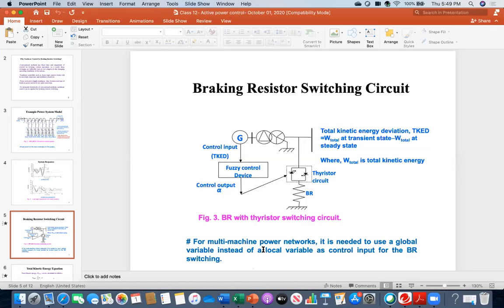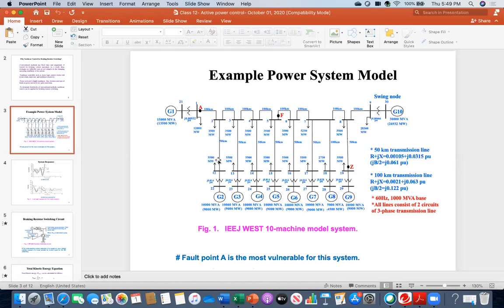That is the definition of multi-machine. It is needed to use a global variable instead of a local variable as control input for the braking resistor switch. Now you can argue, so what is wrong in using the omega? I will take only its speed. Okay, of course that will work. But that may not be optimal, or that may not be a trade-off or compromise for the overall system.